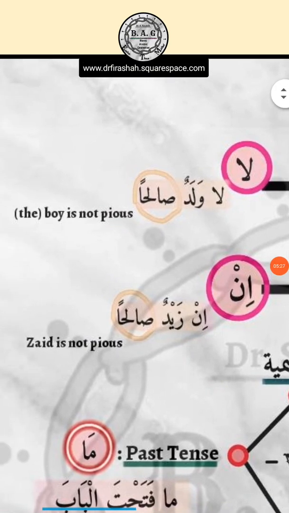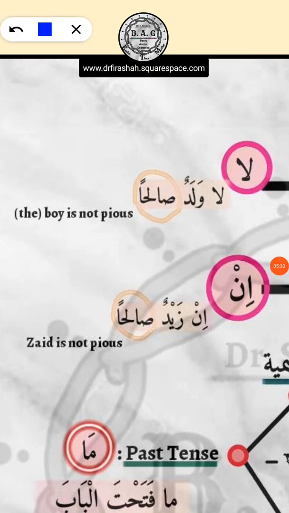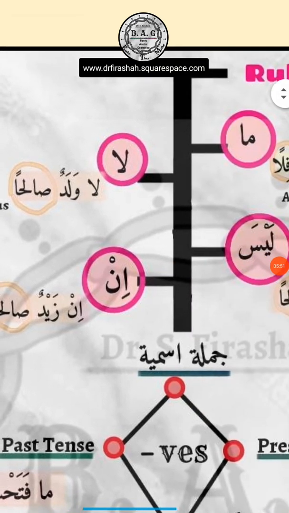Same rule, the khabar has to be nasab. La waladun salihan. The boy is not pious. Nothing much to explain here really. Now, what you need to take care of while using la is that your mubtada should be nakra. That's what you need to take care of.